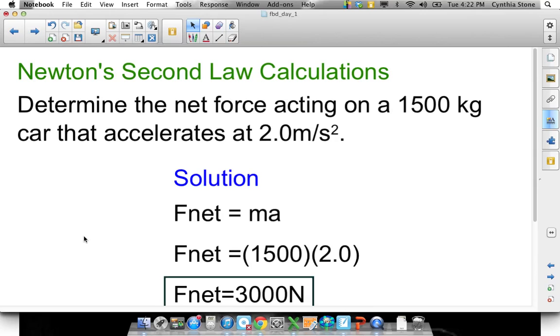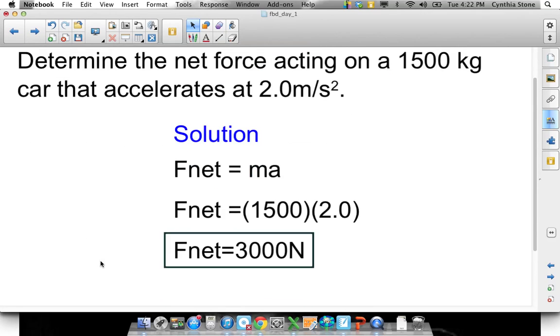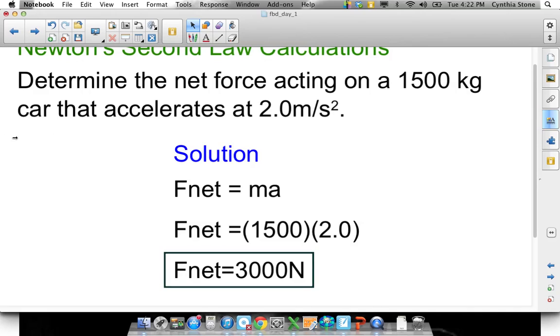Okay, so this question is asking us to find the net force if we have a mass of 1,500 kilograms and it's accelerating at 2 meters per second squared. And this question is as easy as it looks, okay? It's just F net equals ma, multiply, you get an answer in newtons.